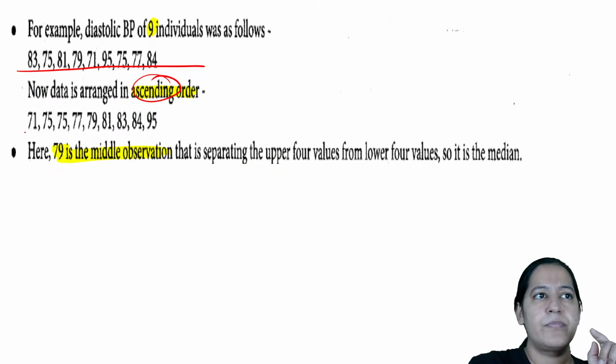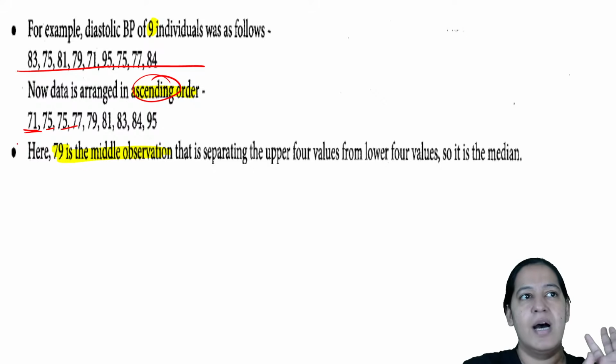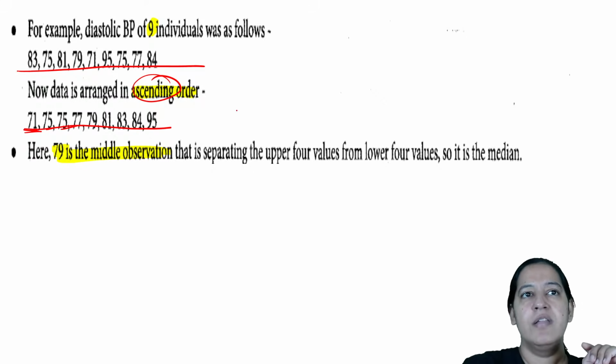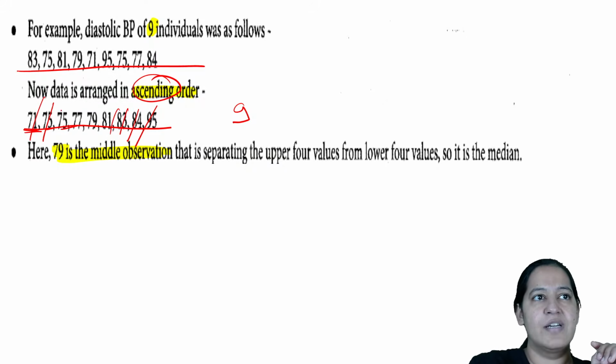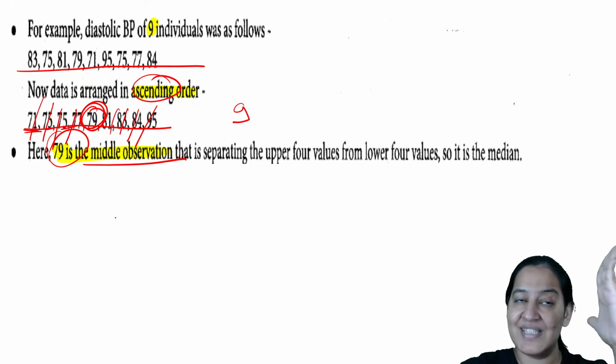So you see 71, 75. So I am arranging in ascending order, छोटे से बड़ा ascending order में arrange किया. Now there are 9 observations ना. तो 4 उधर से छोड़ दो, 4 इधर से छोड़ दो. बीच में कौन बचा? 79. So that is the middle observation. So 79 is the answer here. That is the one which is standing in middle.